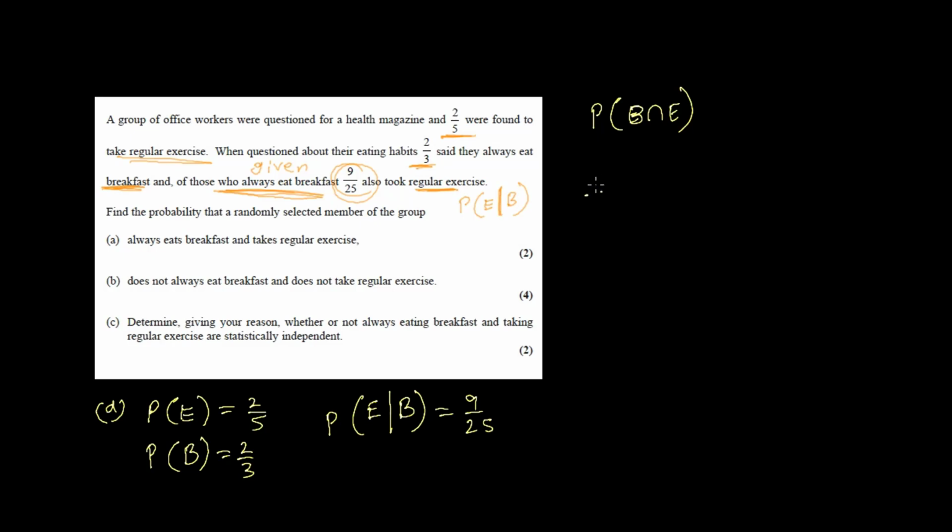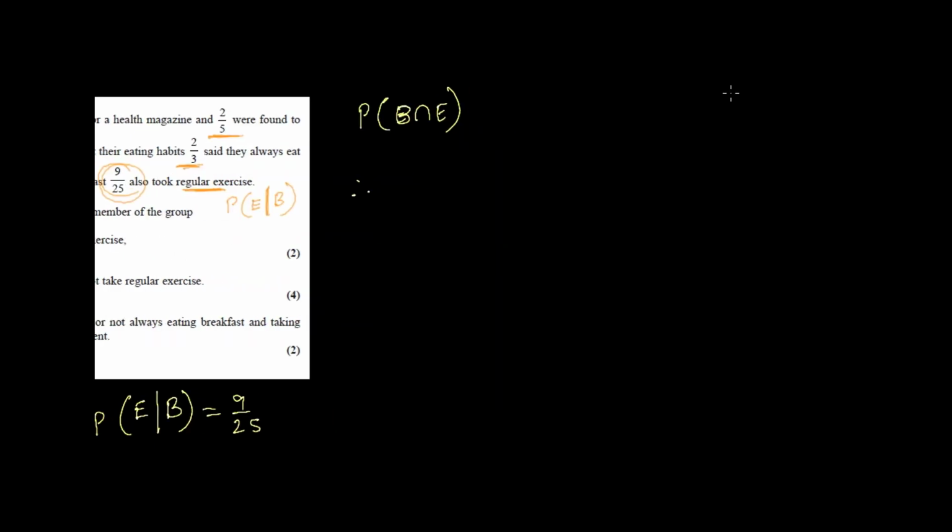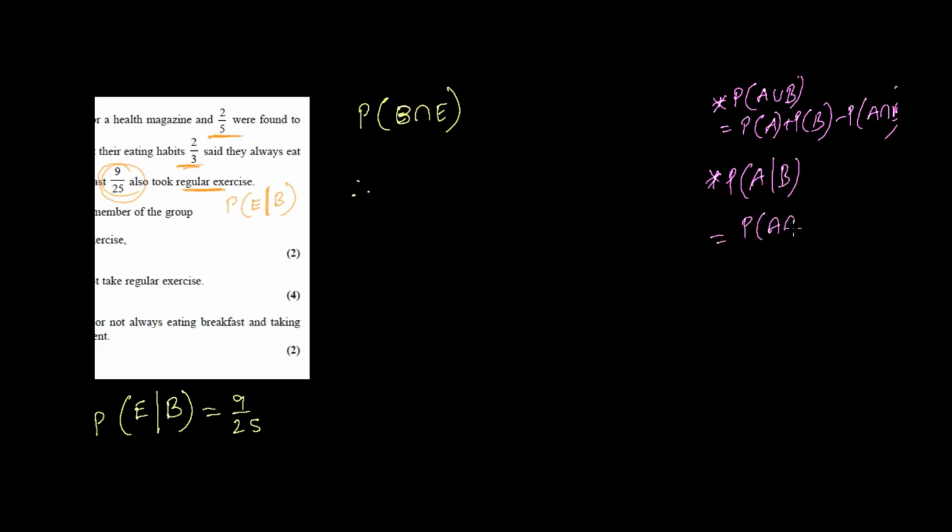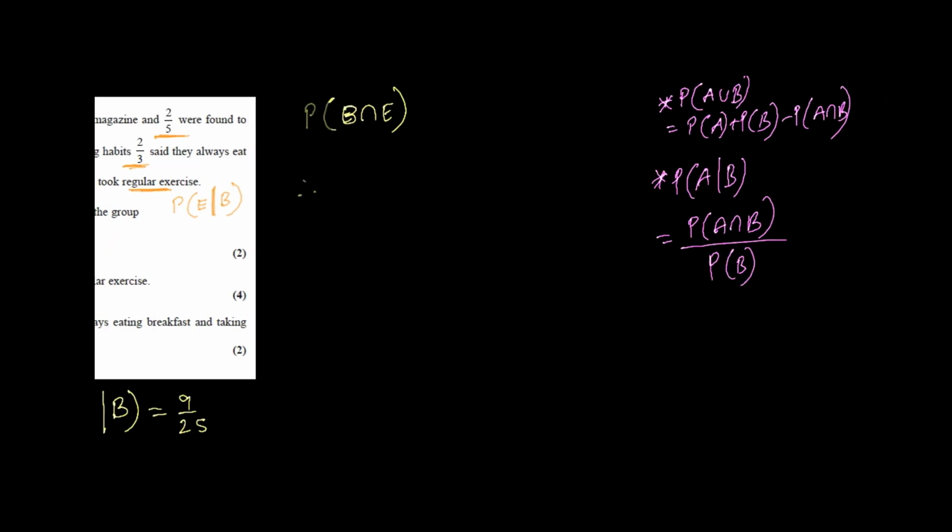So the formula is this conditional probability. Let me review it a little bit. When you do these types of sums, the probability formulas that you need are, first of all, for A union B: probability of A plus probability of B minus probability of A intersection B. The formula for A conditional B is the first one intersection the second one, divided by the second probability. So these are the probabilities that we need.